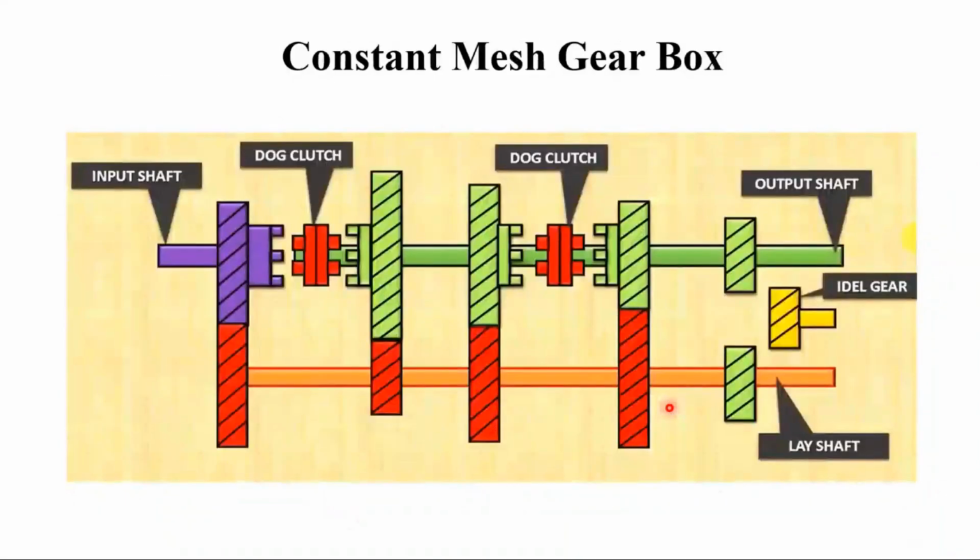Now, the same constant mesh can also have a 4-speed gearbox. And this is how the dog clutch works. In the case of sliding mesh, you have the sliding gears. In the case of dog, you have the dog clutch. You have one more clutch called a synchromesh, where you have the synchronizer in between. You have the input shaft, the dog clutch, and the output shaft. This is the idler gear. This is the lay shaft. Let us see how the power goes or the gear gets transferred from one gear to another.